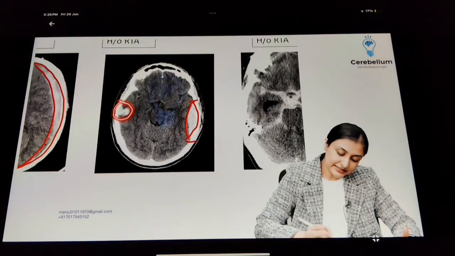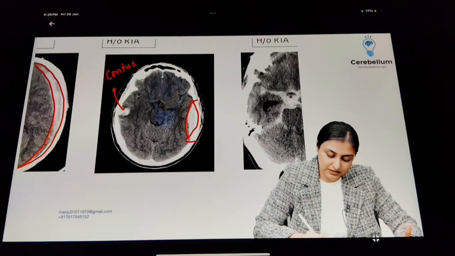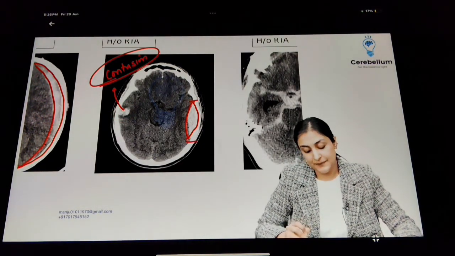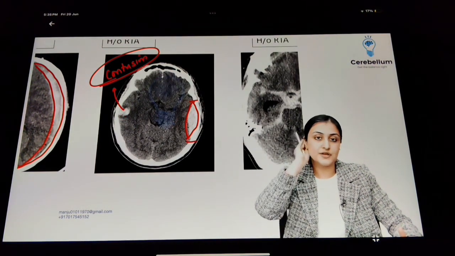This is an intracranial bleed, and when you have such a hematoma, this is what we call as a contusion. So this is a hemorrhagic contusion right here. And is there a relation of them being diagonally opposite? Have you heard of something called as coup-contrecoup?